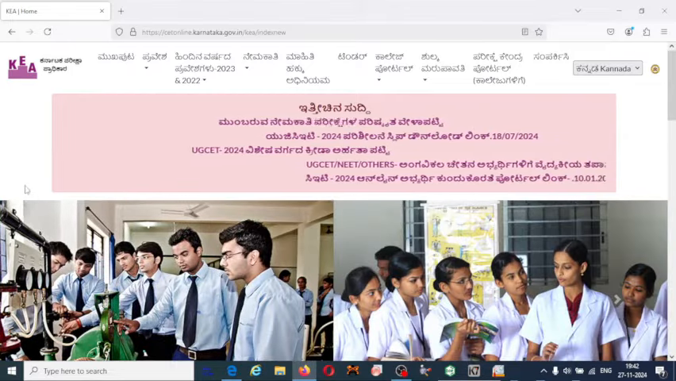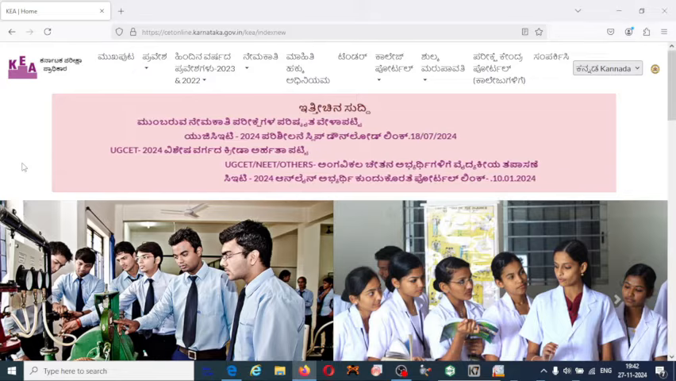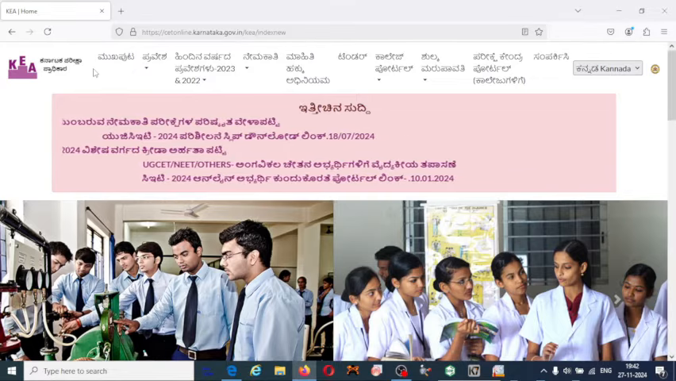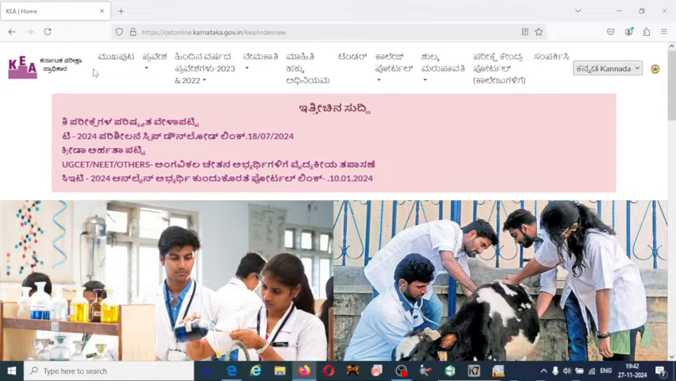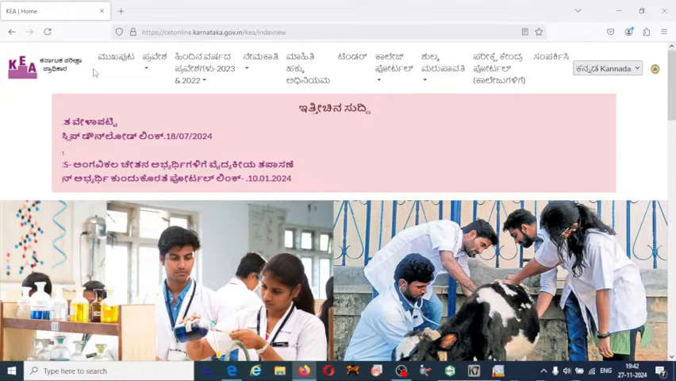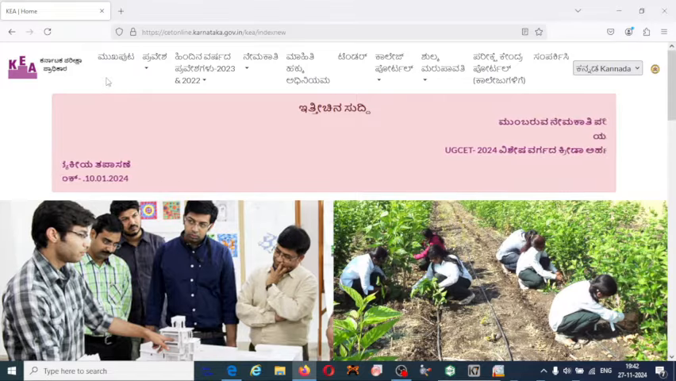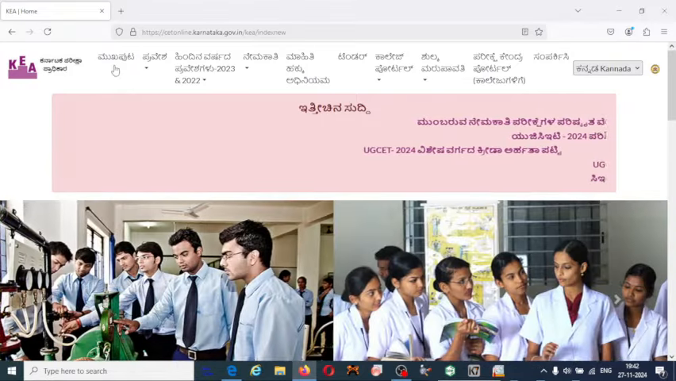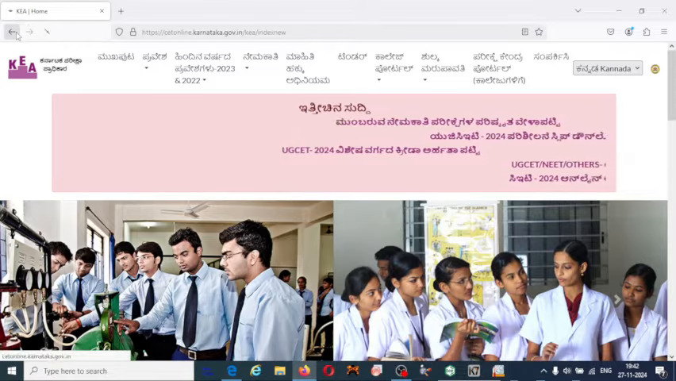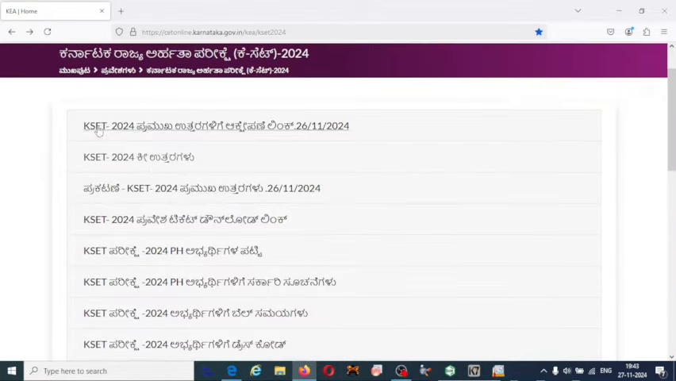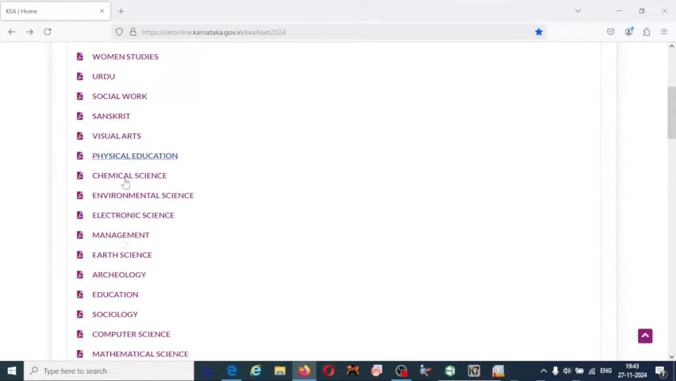So let us do the analysis or the verification of the answer key for the physical science subject, as I have the question paper. First you have to go to the website and download the answer key for physical science, and you can check or verify how many questions you have attempted correctly.